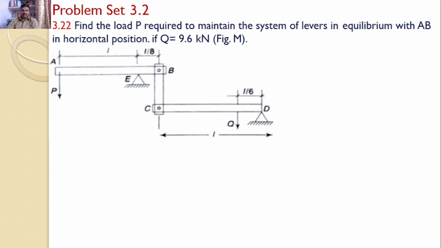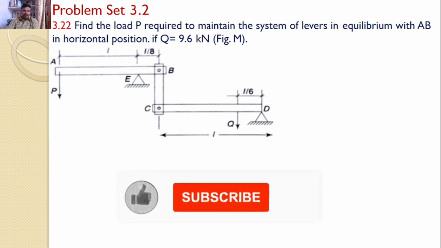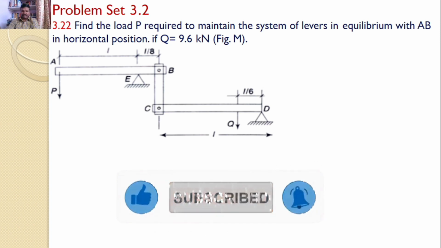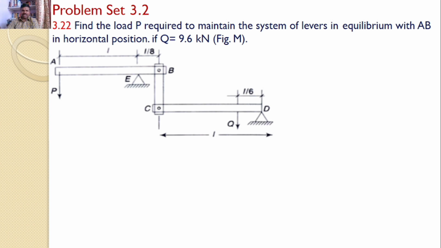That means there are two levers, AB and CD. The AB is supported at E with a hinged support. CD is supported at D with another hinged support. B and C are connected by another lever BC. Now a P force is applied here and a Q force is applied here. I know the value of Q, that is 9.6 kilonewtons. Our interest is to find the value of P so that the total system is under equilibrium.